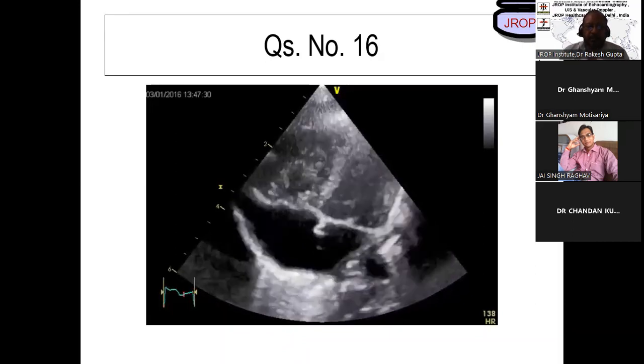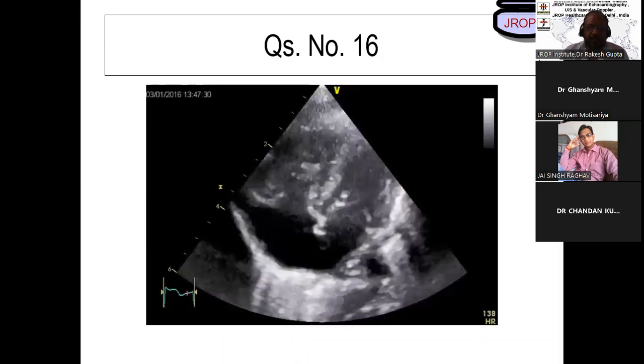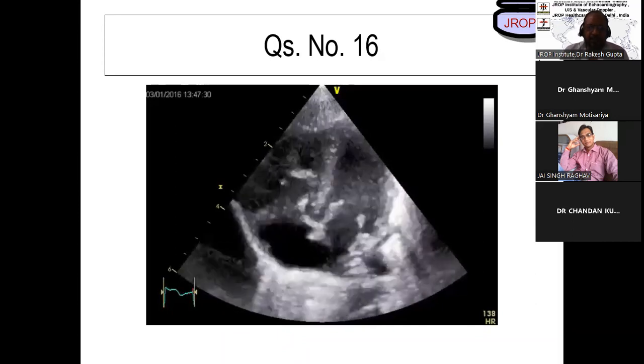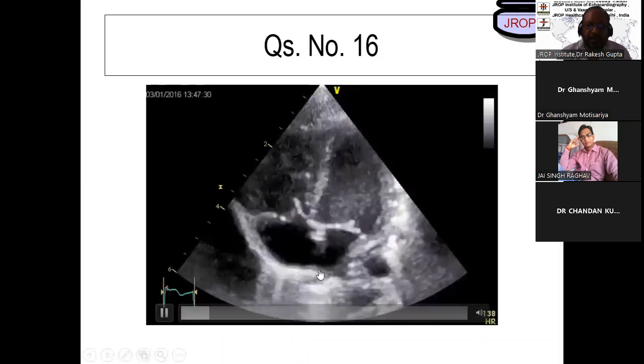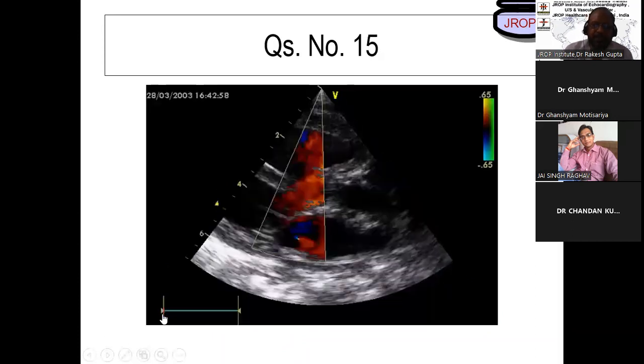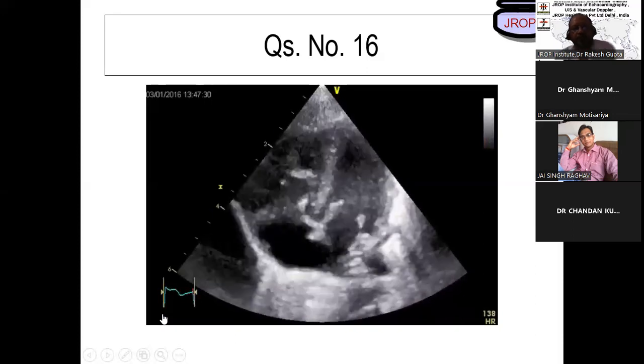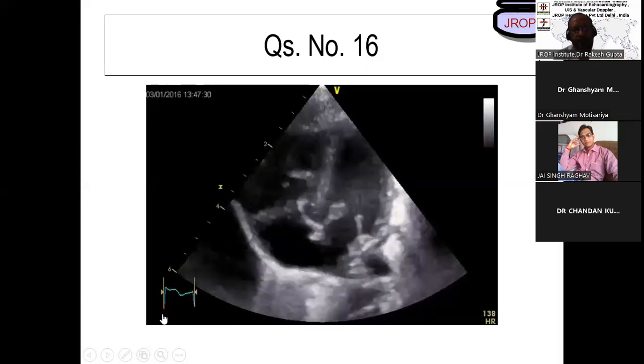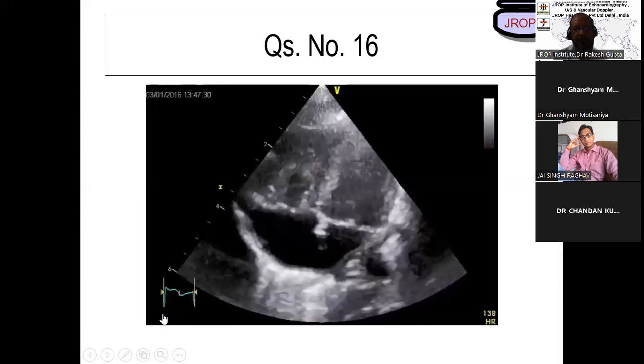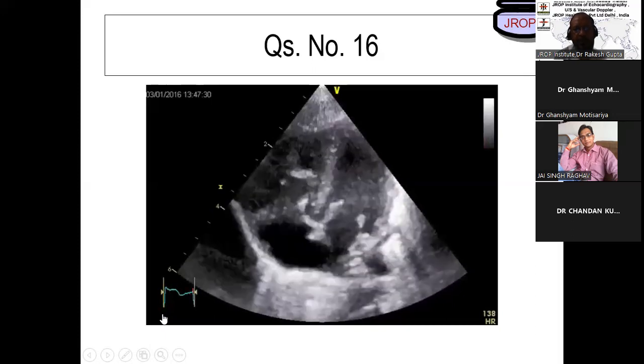RV is dilated, looks right. ASD also looking. You can see a membrane, intraseptal membrane over it. Very carefully, you can see the membrane is there. There is no ASD. And contrast in both sides, sir? There is no contrast. This is an image which is overdone 2D gain.